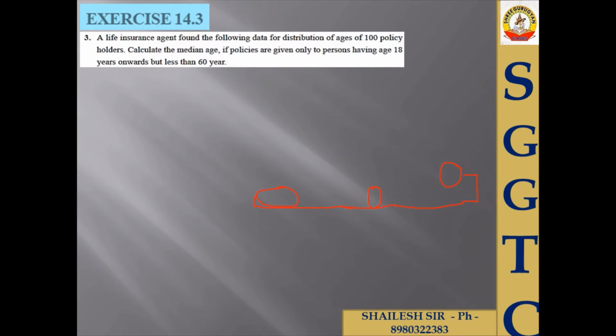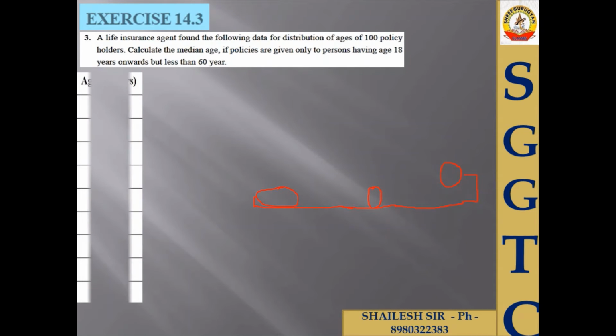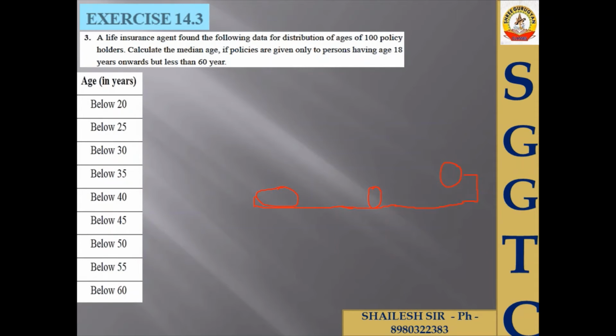14.3 question number 3, same as asked here. 100 policy holders are given; calculate the median age. If policies are given only to persons aged 18 onwards but less than 60, then the barrier given below 20 is not there, only 18 to 60 years is given. So here it is given below 20, below 25, below 30.